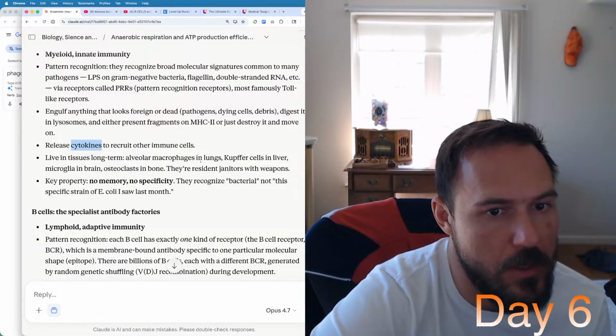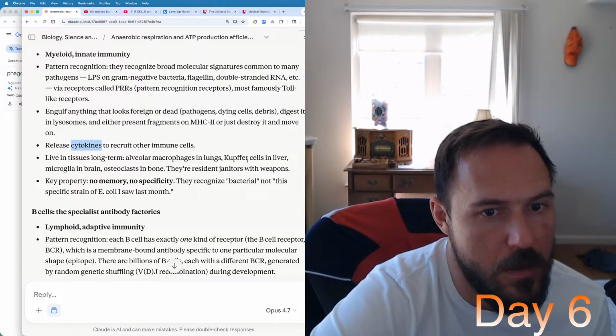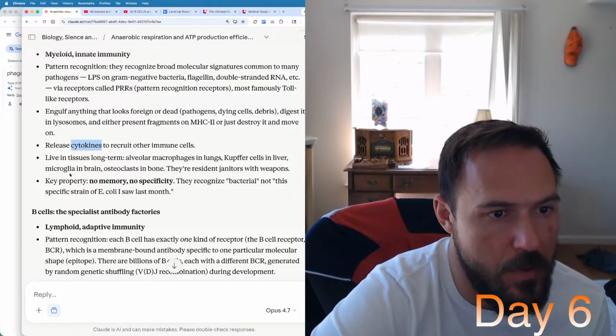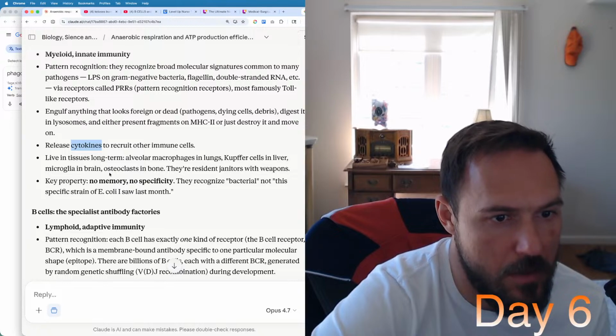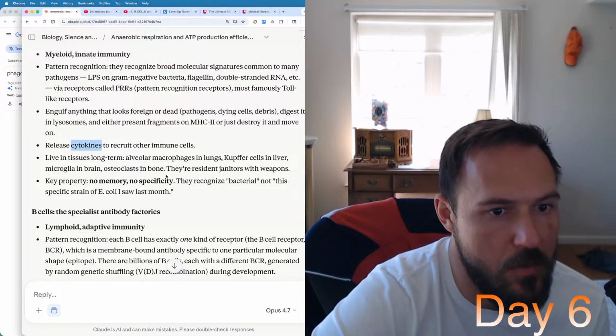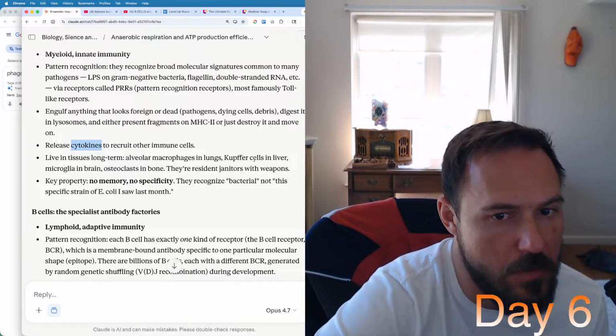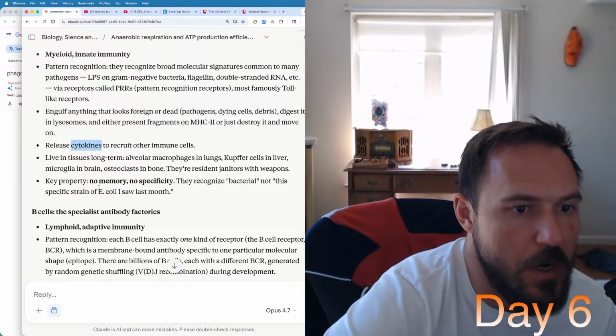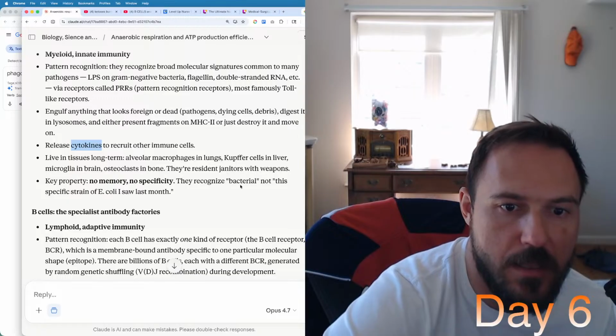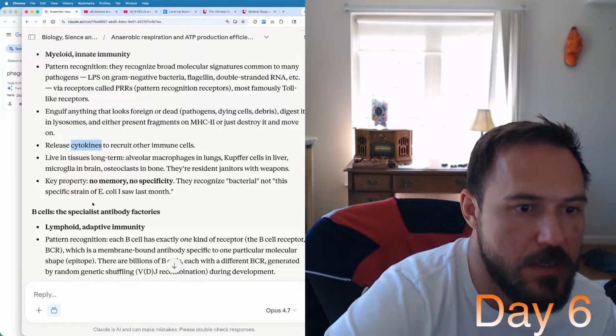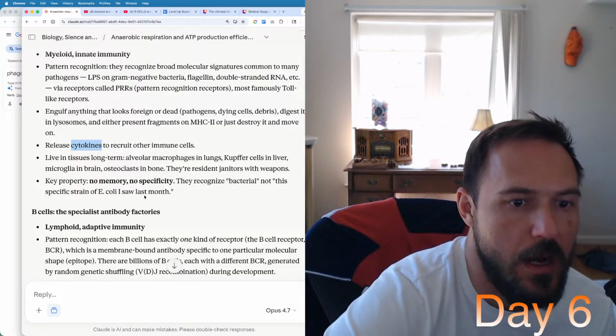Alveolar macrophages in lungs, Kupffer cells in liver, microglia in brain, osteoclasts in bone. Resident sentinels with weapons. Okay. Key property: no memory, no specificity. They recognize bacteria, not the specific strain of E. coli I saw last month.